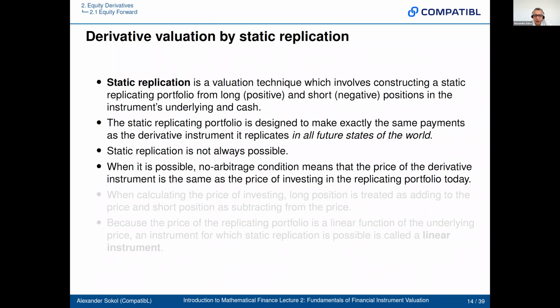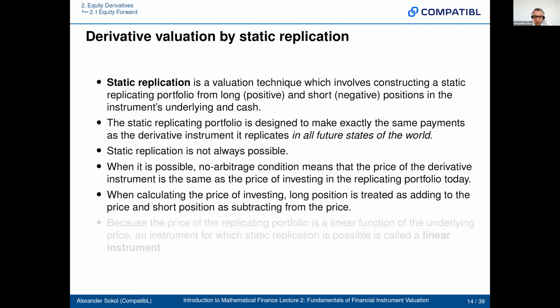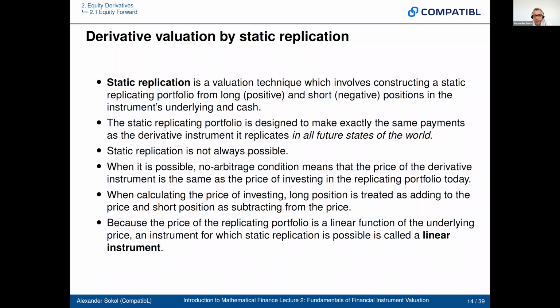And all of the derivative pricing models are based on replication, right? Either static replication we're talking about here, or dynamic replication, which we'll talk about a few slides later. So when calculating the price of investing in something, a long position is treated as adding to the price, and a short position is subtracting from the price, or adding a negative amount. And because the price of the replicating portfolio is a linear function of the underlying price, an instrument for which static replication is possible is called a linear instrument.